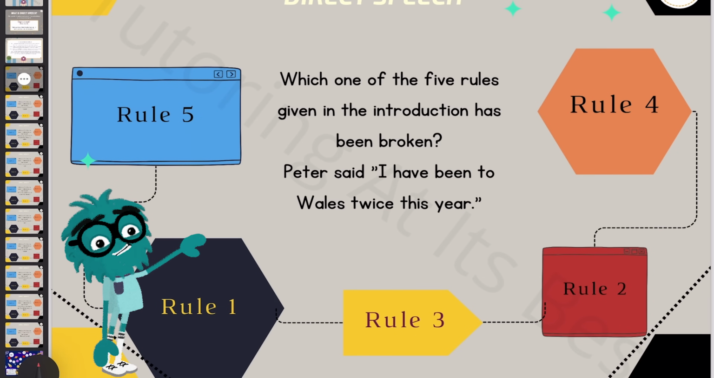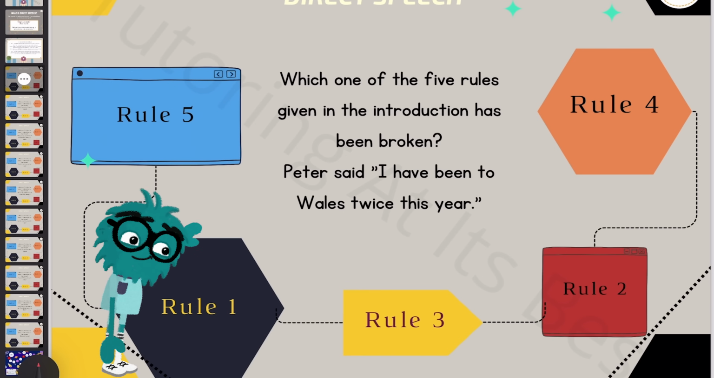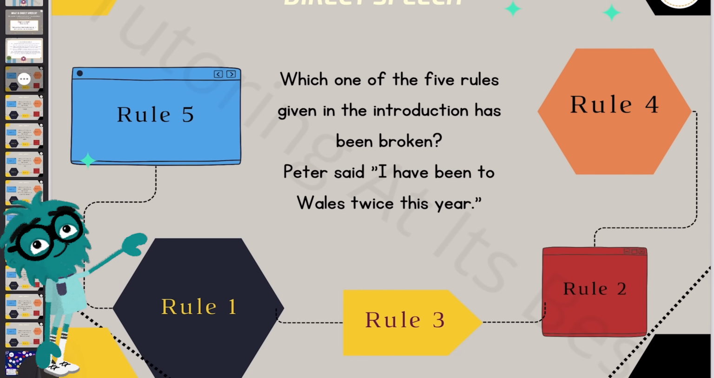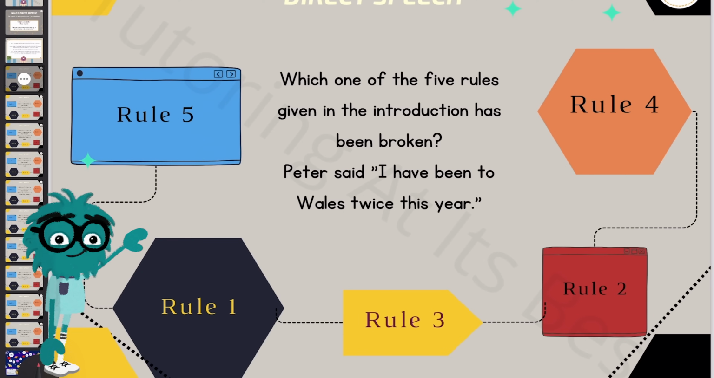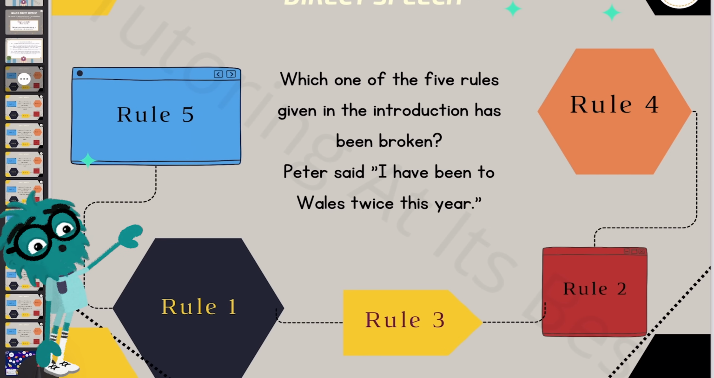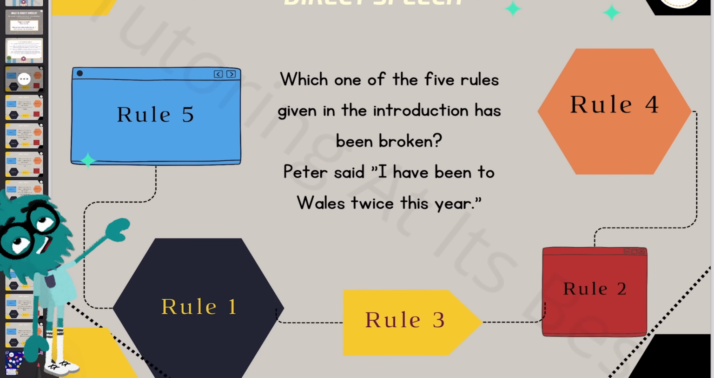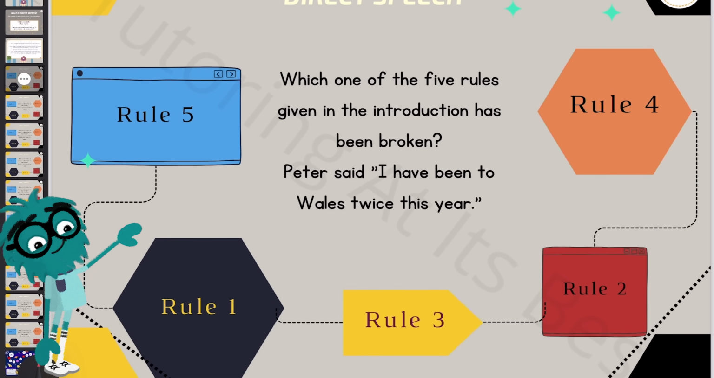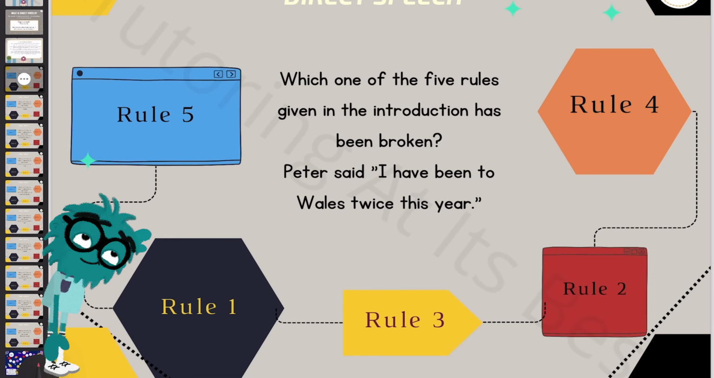So what do we notice here? Peter said, "I have been to Wales twice this year." So which rule has been broken? Well, if I notice correctly, there should have been a comma before the first inverted commas to introduce the direct speech.